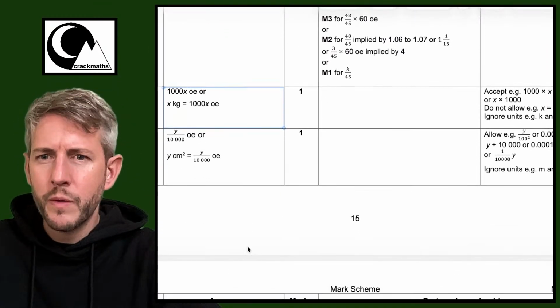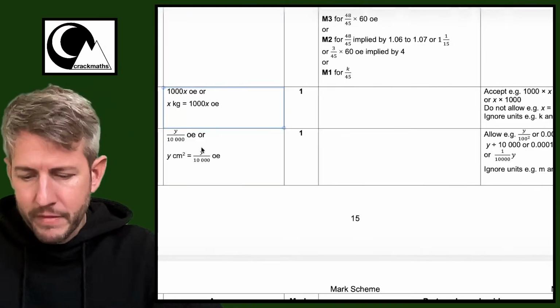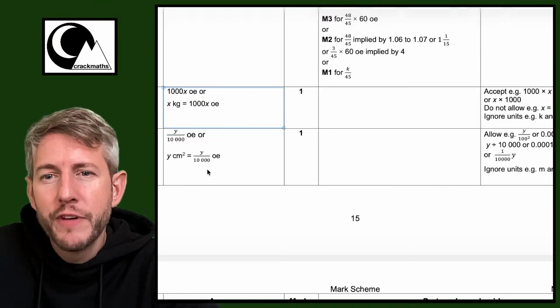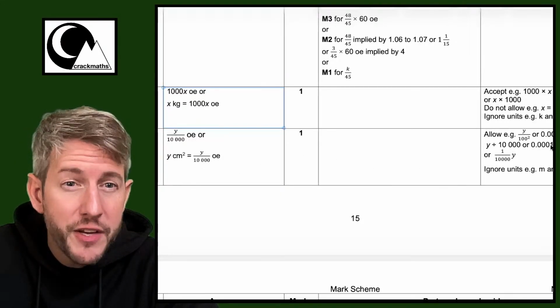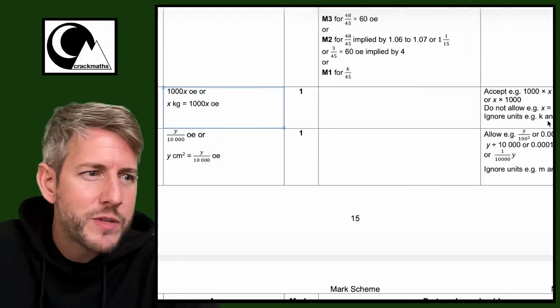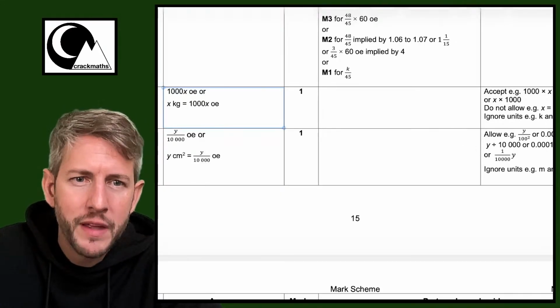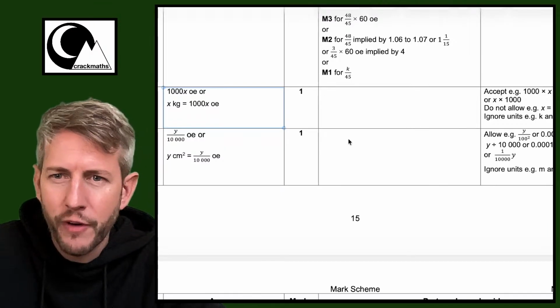So there we go. The first one was right, 1000x. They've written it as y over 10,000, which is fine. You could write that. You can also see that 0.001y was acceptable there. So all of those things were fine.